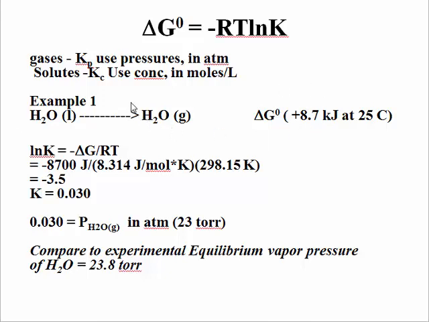Okay, we can take this value of delta G and calculate a K value for this process. Natural log of K is negative 3.5 if we make this calculation. Notice that we use joules for delta G, the joules value of R in the denominator, and the temperature is in Kelvin. We obtain natural log of K is negative 3.5. K is 0.030.